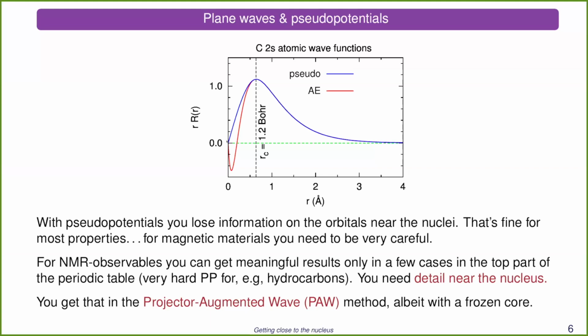Well, it's not as strict as that. If you take very, very hard pseudopotentials with this core radius far to the left with high cutoff, then in the top part of the periodic table, you can get somewhere. But you need this detonating nucleus, and in the projector-augmented wave, this of course comes automatically, although you pay the price of having a frozen core.